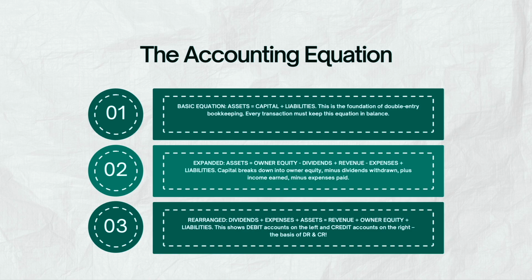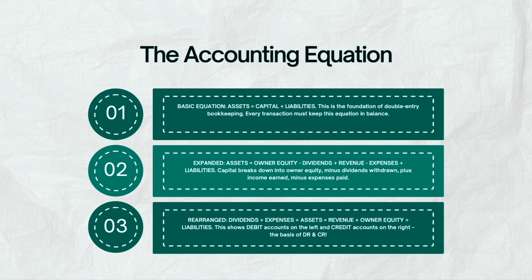How? The basic accounting equation is assets equal to capital plus liabilities. Assets increase with debit and liabilities increase with credit. So capital is a bit of a tricky one. So let's expand it. The capital section consists of owner's equity less dividends plus revenue less expenses.